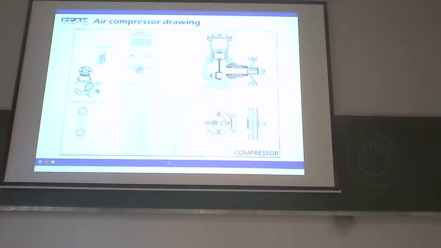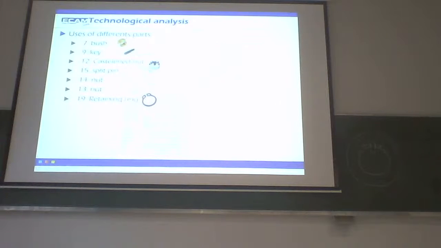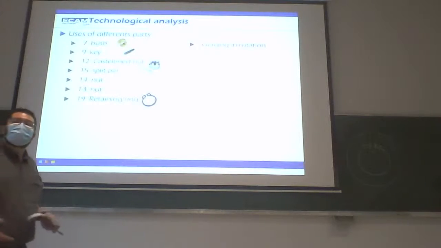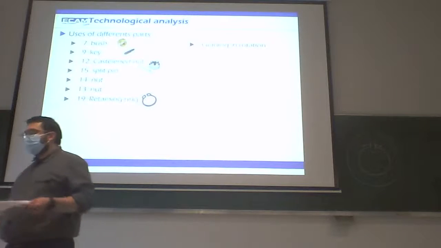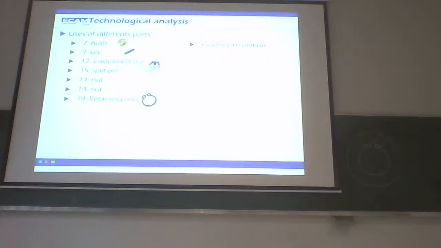So the first 7 is here. The second 7 is here. So what is the use of the bush 7? Use of a bush: guiding in rotation. Think that if you have a part to guide in rotation, you will have, in general, a revolute joint. But to have a revolute joint, you also need some translation stop.